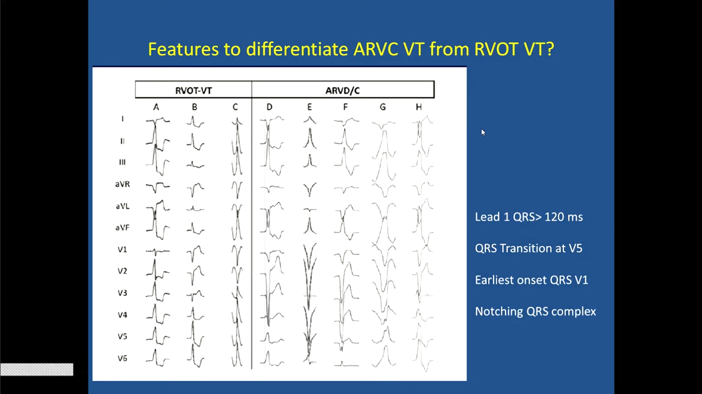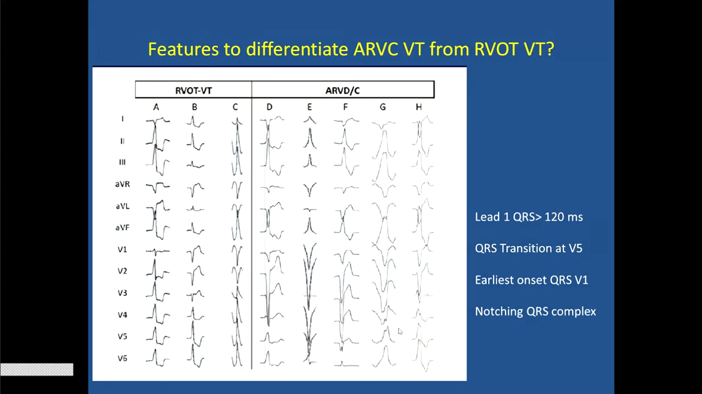How do we differentiate ARVC VT, which is more dangerous? It is sinister compared to relatively benign RVOT VT. There are very few reports of RVOT VT killing a person compared to ARVC. So now there are some ECG criteria. In lead 1, if the QRS complex is more than 120 milliseconds, it says there is a delayed conduction, so it is likely to be ARVC.